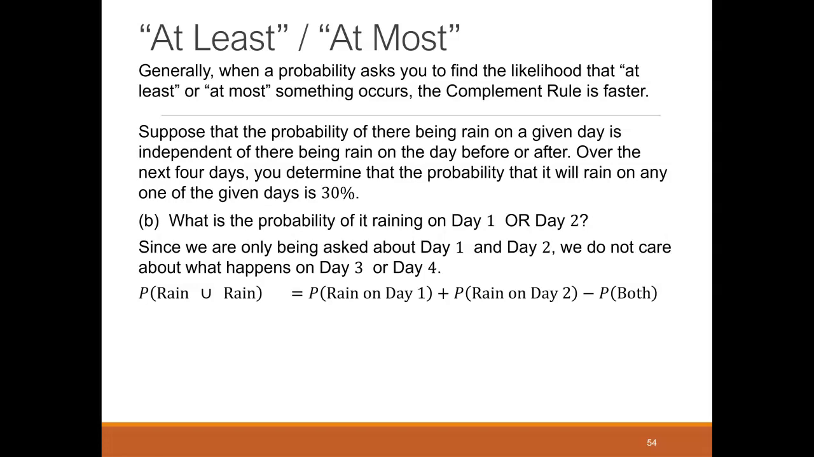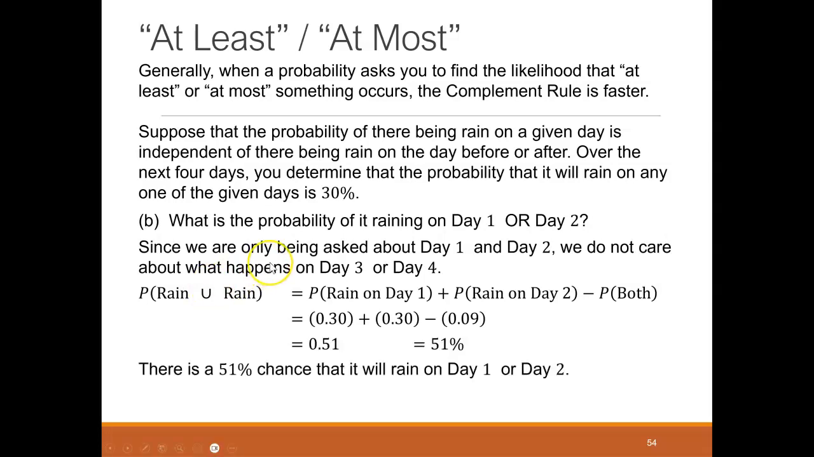It's convenient because what did I calculate in part A? The probability for both days, right? Rain on both days. So I can apply that here in this formula. So 51% chance it rains on one of the 2 days.